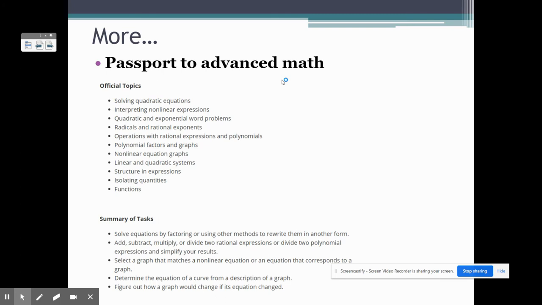Passport to advanced math. Like, where did they get that? The sociopaths had the convention and they came up with it.